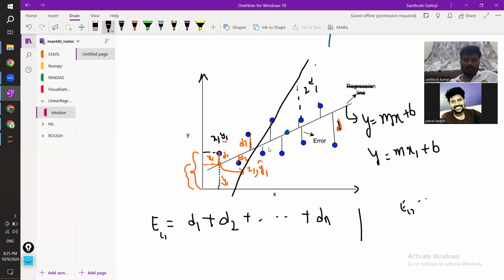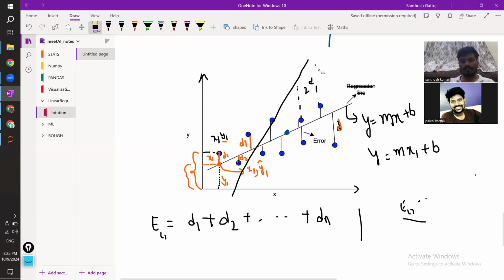Line two, I'll again get D2. Calculate D1, D2, D3, I'll have a set. Like that, you can do it for how many lines? An infinite number of lines. And from that, you are going to get one line which is going to have this error minimum. That is the goal.